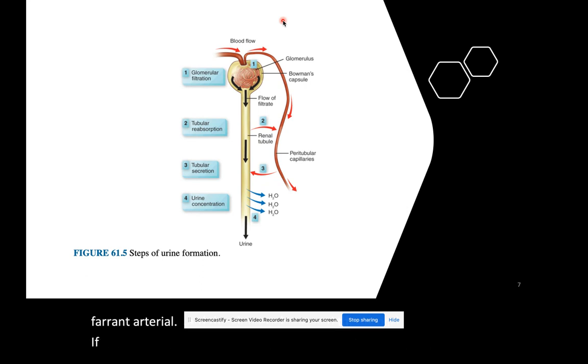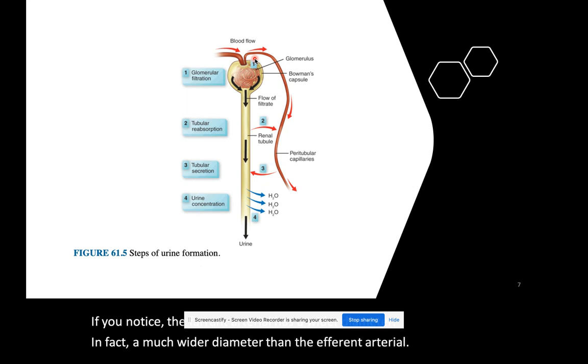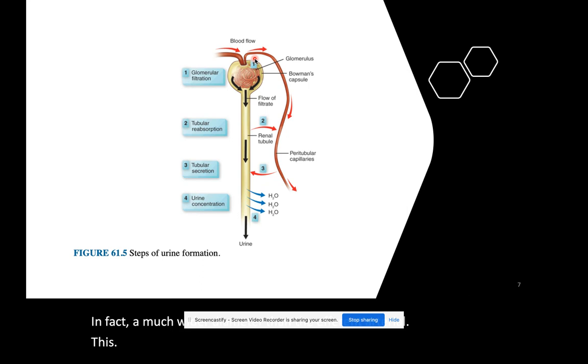If you notice, the afferent arteriole has a wider diameter. In fact, a much wider diameter than the efferent arteriole. These differences, or this difference in diameter, creates hydrostatic pressure, which makes filtration possible. The other principles that make this filtration system work are size and polarity.